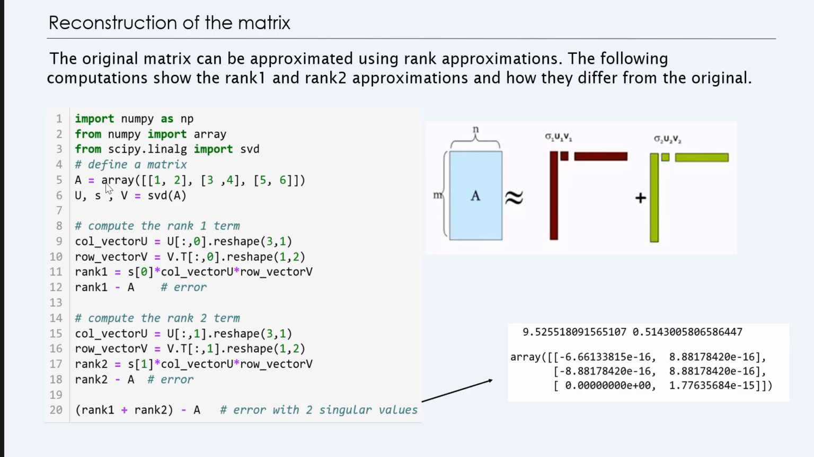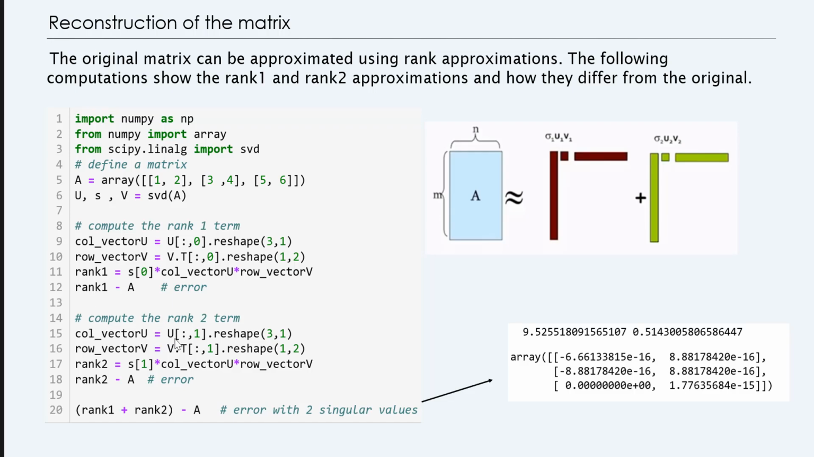For example, we take the array, the original matrix. Let's say you want to compute the rank 1 term. We take the first column of U, reshape it to be a 3 by 1, and the first column of V transpose, reshape that to be a 1 by 2, and the rank 1 matrix is then formed by the first singular value, which is S0, this column vector U, and the row vector V. Rank 1 is an approximation to the original matrix, so the error is going to be the difference between these two things. You might expect this error to be large because it's a very simple approximation.